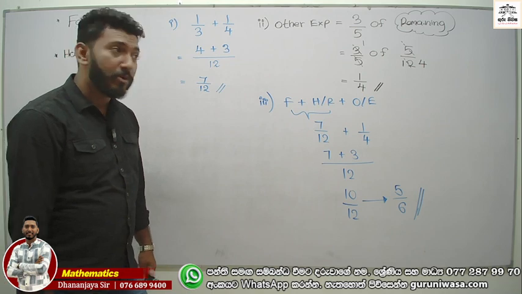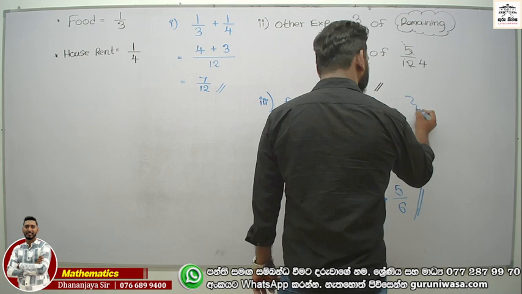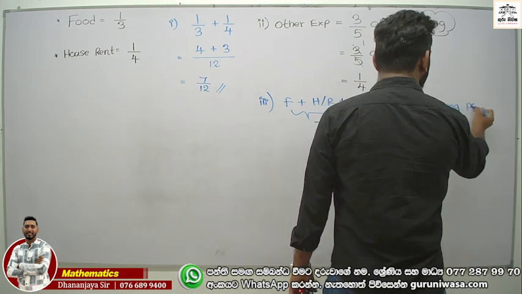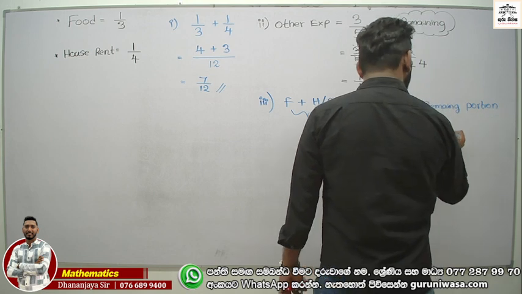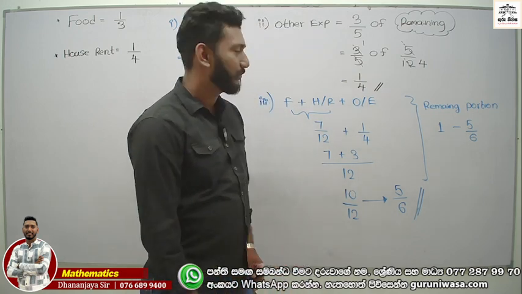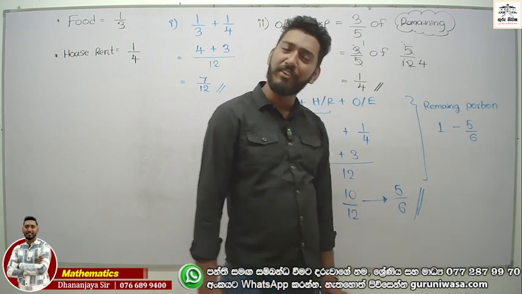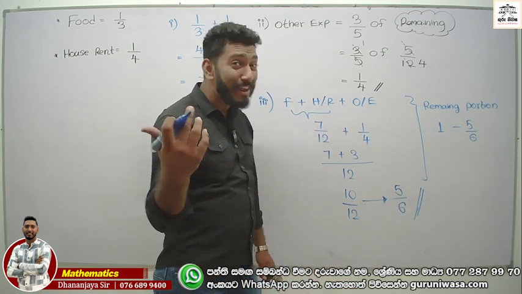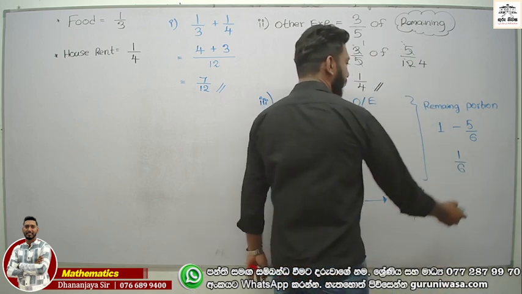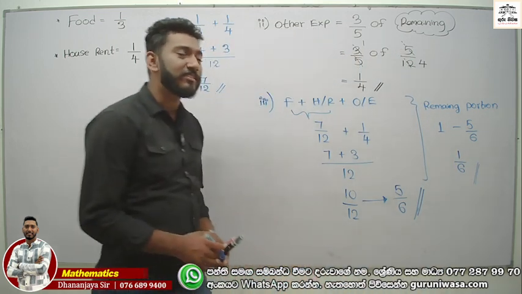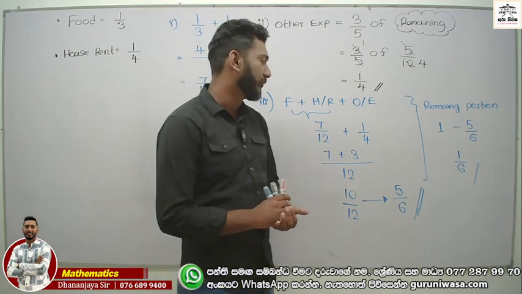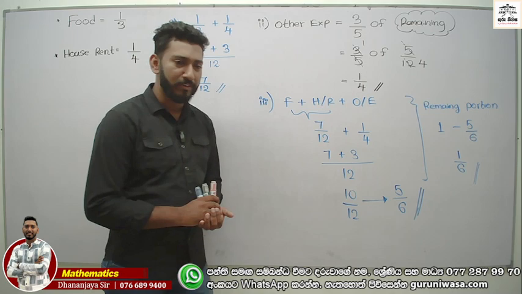Now how to find the remaining portion? Therefore after these expenses, the remaining portion, you need to subtract from the whole 1. Now, what is the answer? 1 minus 5 over 6. What is the remaining portion? 5 out of 6 is gone, so only 1 over 6 remains. Now this is his deposited amount as a fraction of his total salary. 1 over 6. Right.